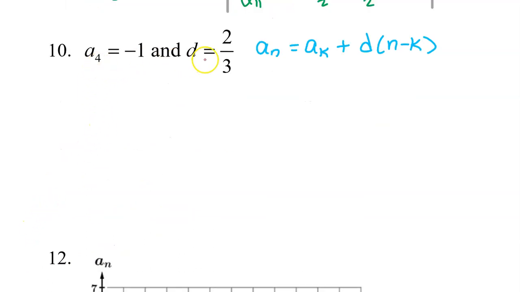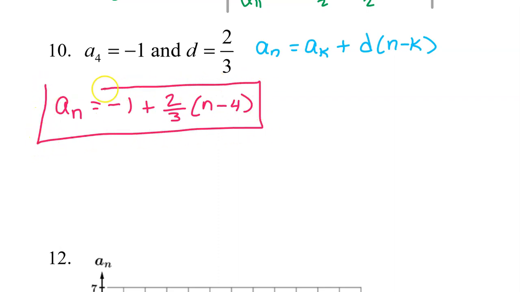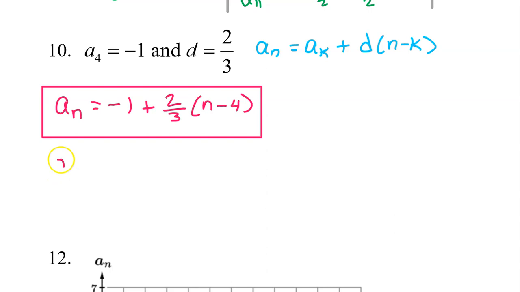Number 10 is another where they have given us the common difference. So these are pretty easy. an equals ak. This will be our ak. So I'm going to write negative 1, but remember the k is 4. Plus the common difference, which is 2/3. And then we have the n minus k, which will be n minus 4. And that's it. This is the expression for an.